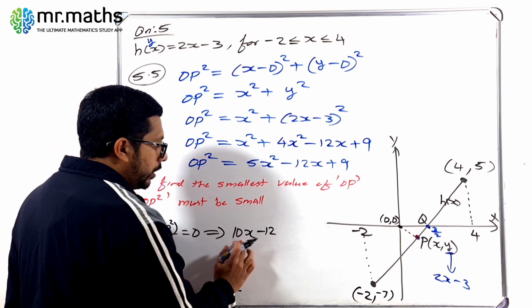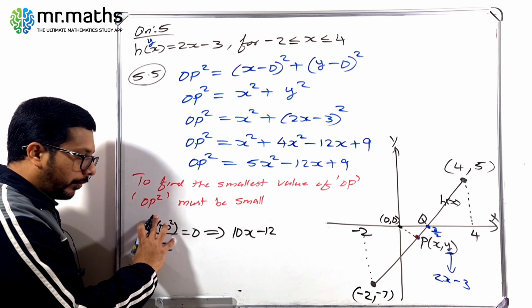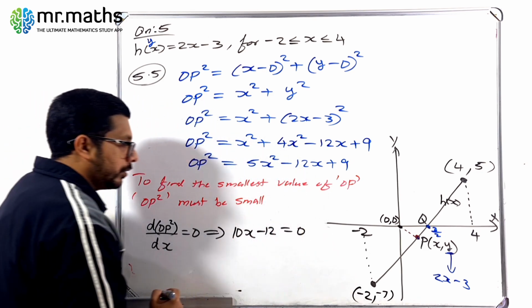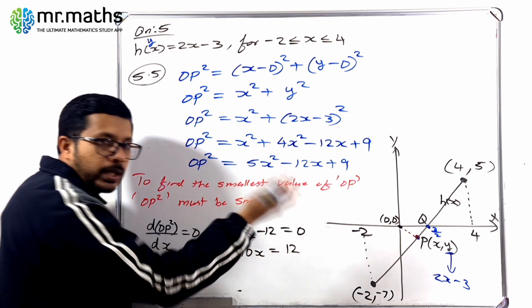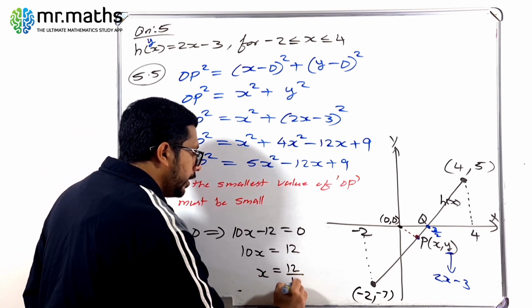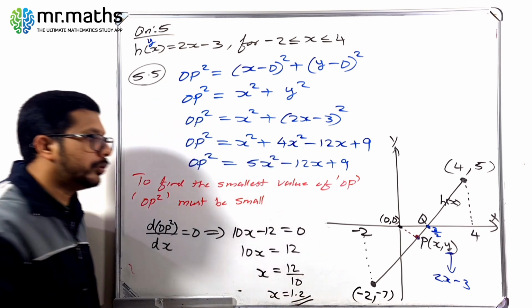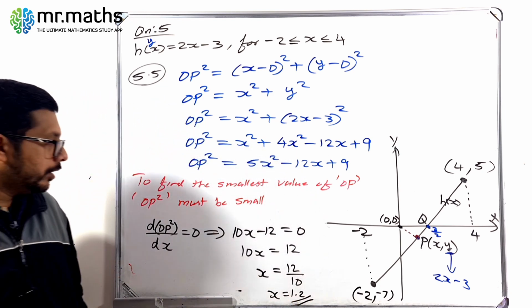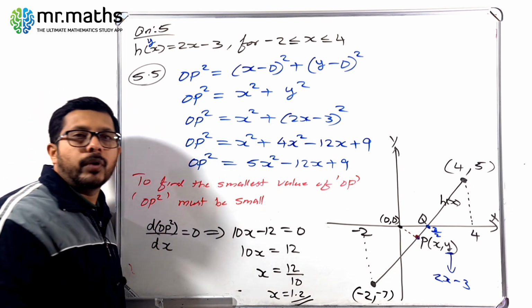Those who don't know, you have to watch that calculus section. Okay, so 10x minus 12, and to find the minimum OP square, the first derivative is equal to 0. So this one is equal to 0. So from here, what is 10x? Take this 12 to the other side, so it is positive 12. So what is x? 12 divided by 10. That means the value of x is 1.2. Okay, so to find the smallest value of OP, the value of x is 1.2.